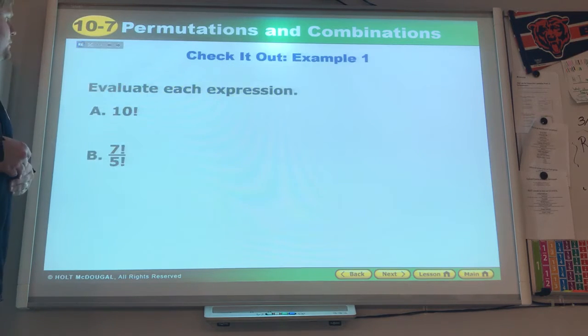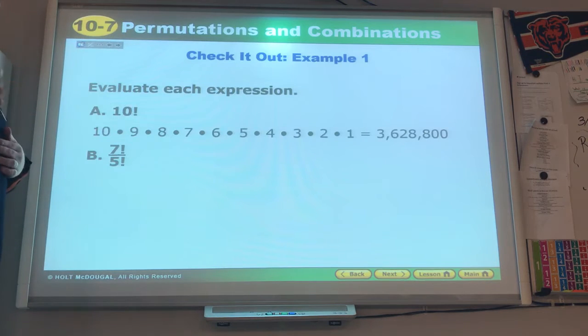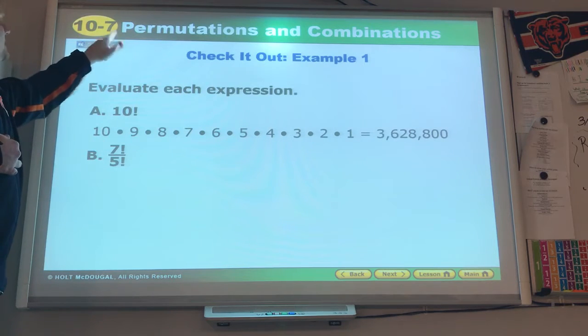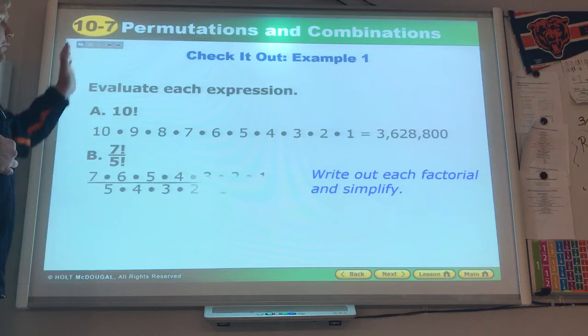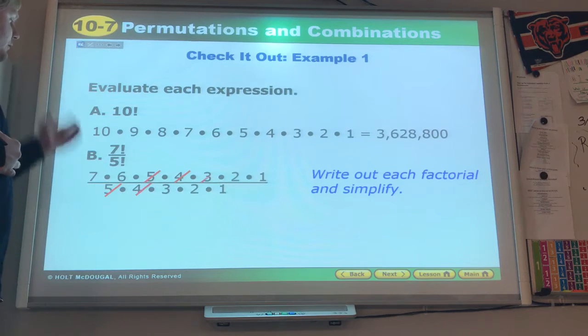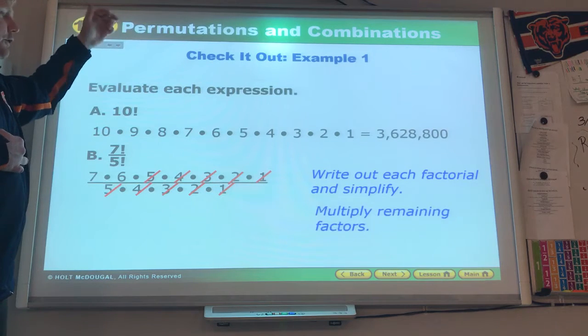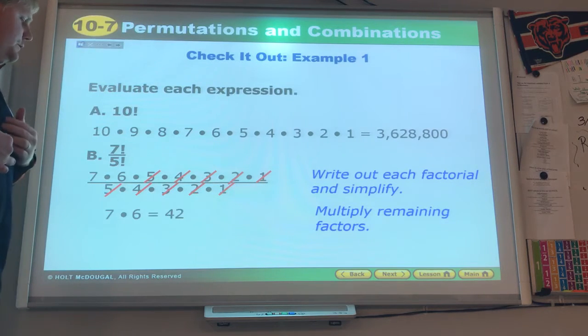They're showing you how to work these and do these. Later on, you're going to be using them. 10 factorial literally means 10 times 9 times 8 times 7 times 6 times 5 times 4 times 3 times 2 times 1. This one would mean 7 times 6. You can write them all out, cross them out, or you can realize in your head, oh, 5 down will cross out. I'll just do 7 times 6 for an answer of 42.